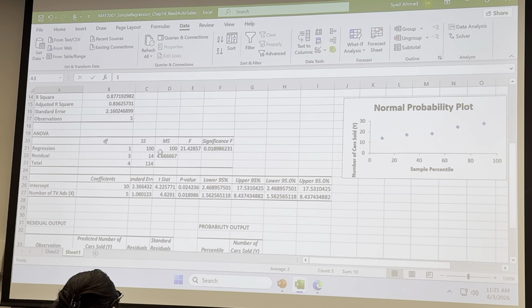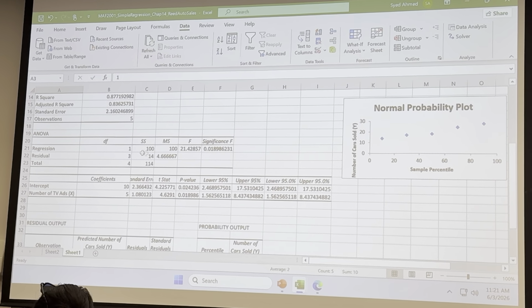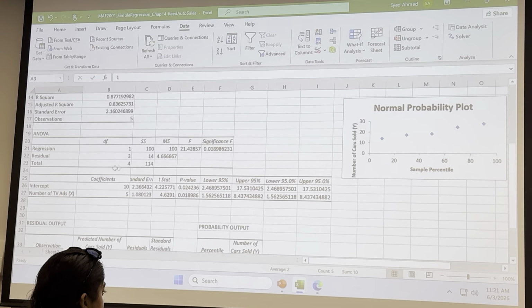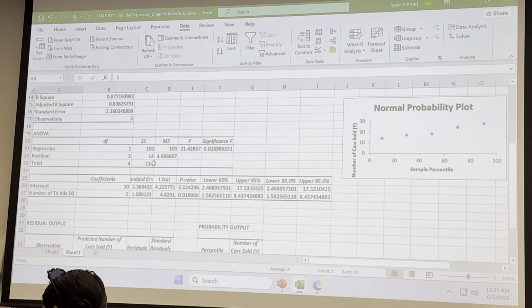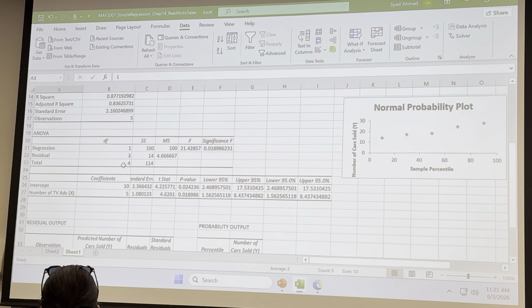Now, so this is your SSR, and I divide it by 1, so I have MSR. This is my MSE, and this over here is my SST, and if I divide SST by 4, I'm going to have MST, which is simply the variance around the mean.